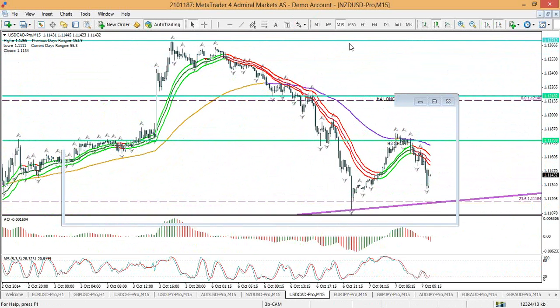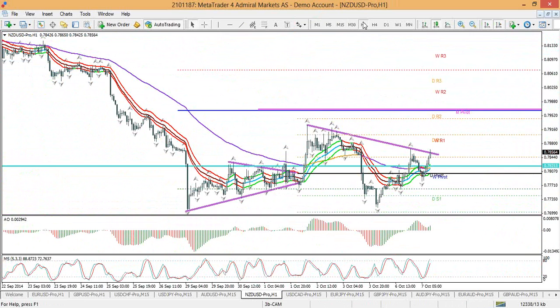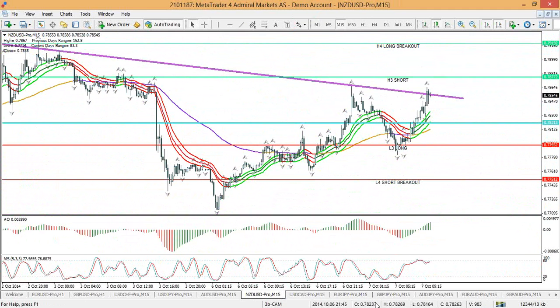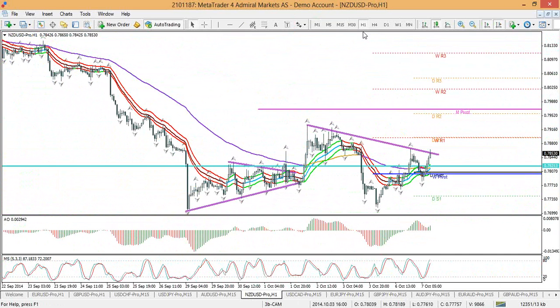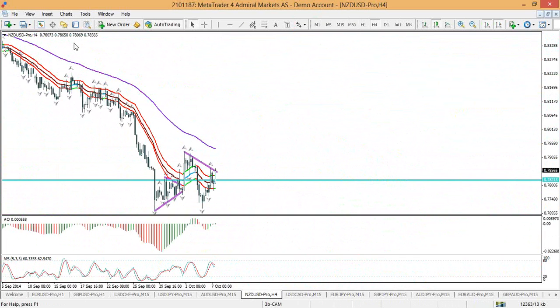Mixed signals. You see Kiwi also at a resistance spot. Tough, very tough. Doesn't look optimal. But if it does break above the trend line H3, maybe it could be a reversal, kind of a retracement trade. Why? Because look at this downside here.